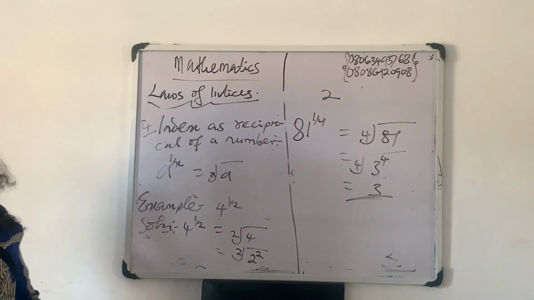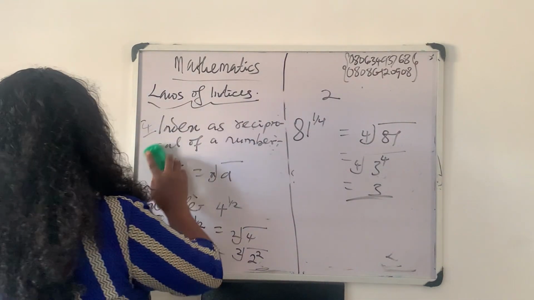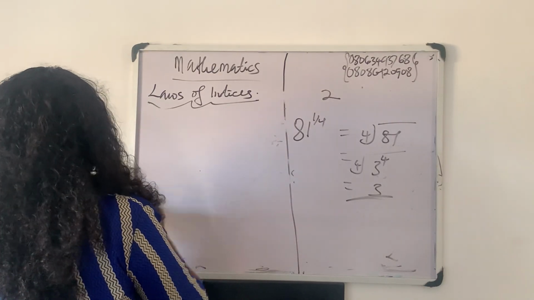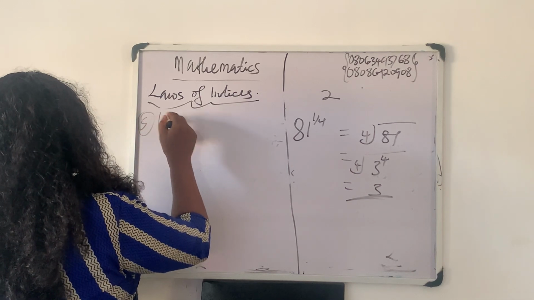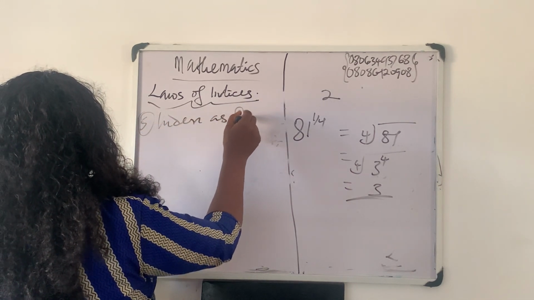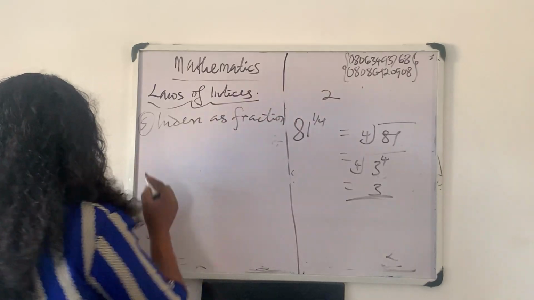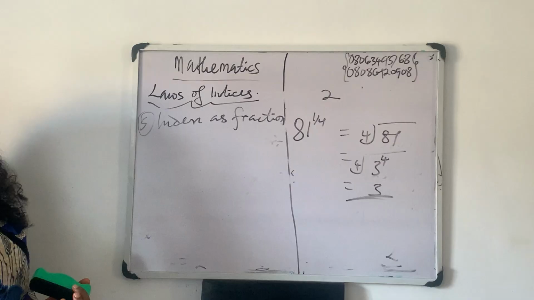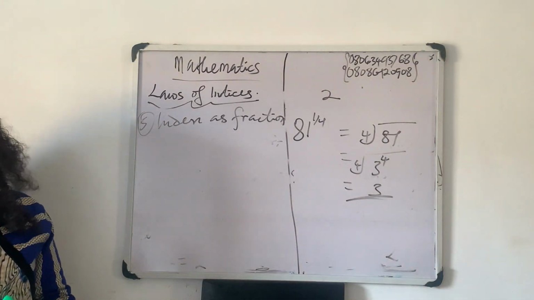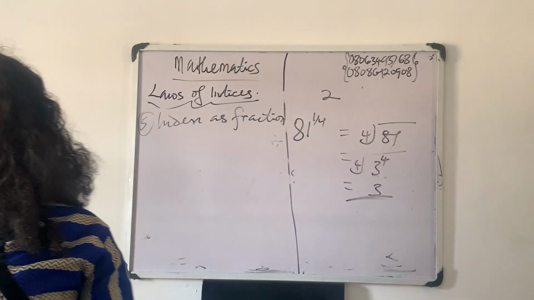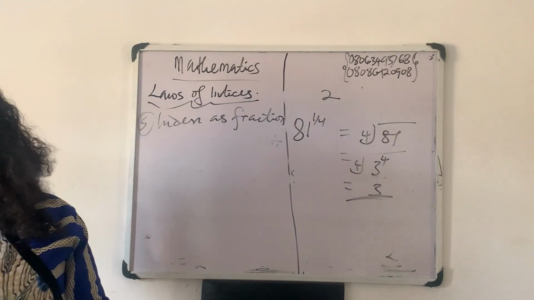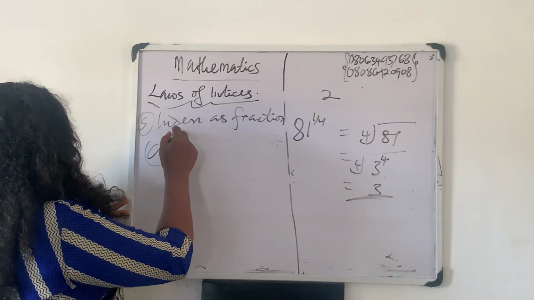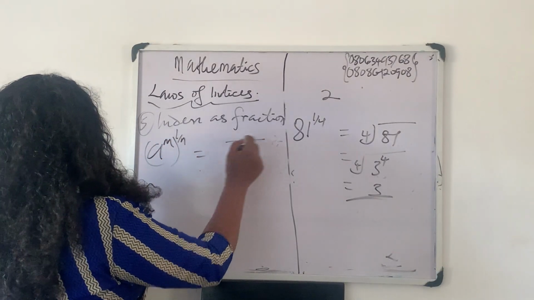Another one is index as fraction. What does this law say? Index as fraction: a raised to power n, raised to power 1 over n, equals the nth root of a raised to power n. A raised to power n raised to power 1 over n equals this.